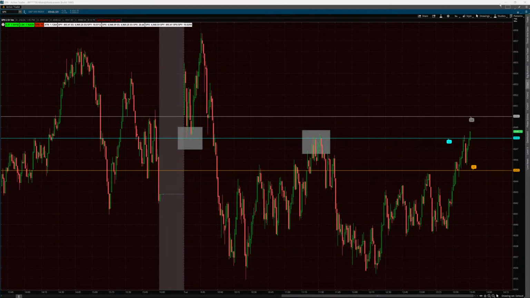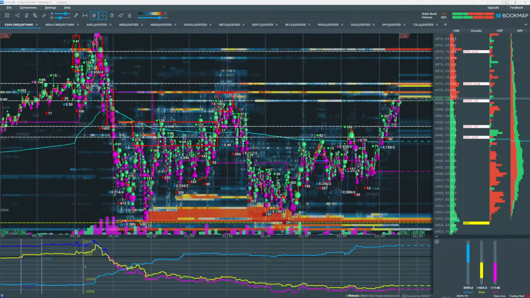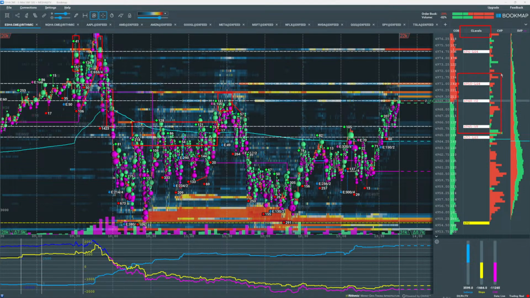All right, let's go to Bookmap now. In Bookmap, I have my own cloud notes, so I can show those levels on my Bookmap chart. So here are the SPX levels that I talked about: the volatility trigger, combo 2 level, and then the 4950 large gamma 4 level above that.